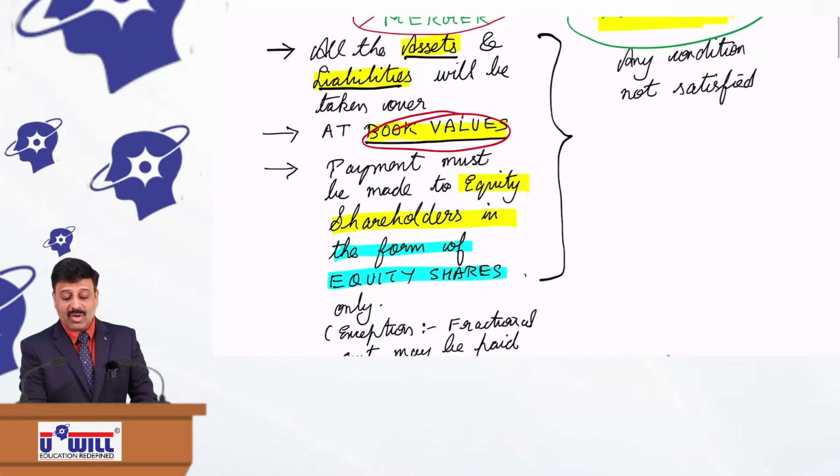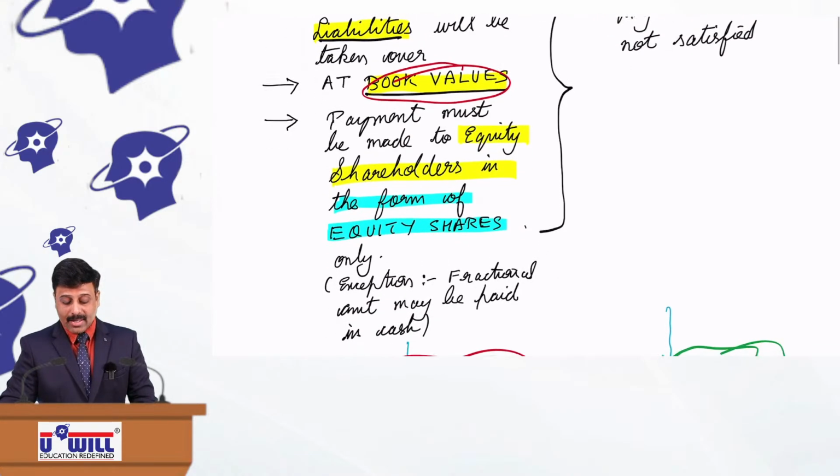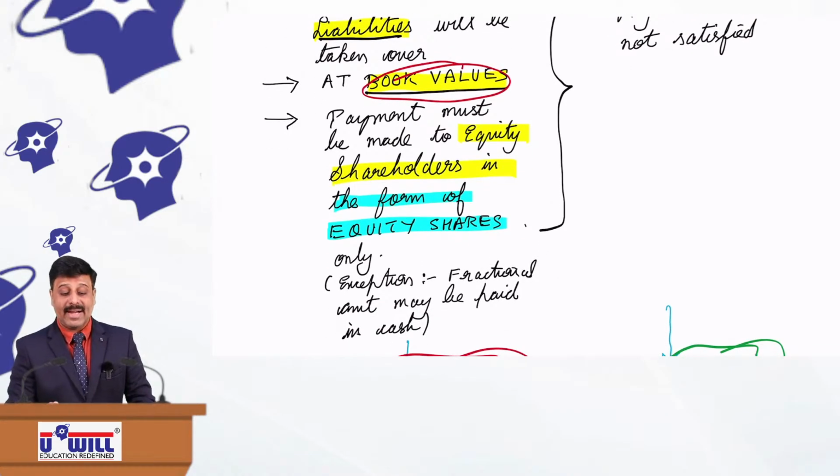What is the first condition of merger? All the assets and liabilities will be taken over. Second, at book value. And payment must be made to equity shareholders in the form of equity shares only. Exception, fractional amount may be paid in cash.